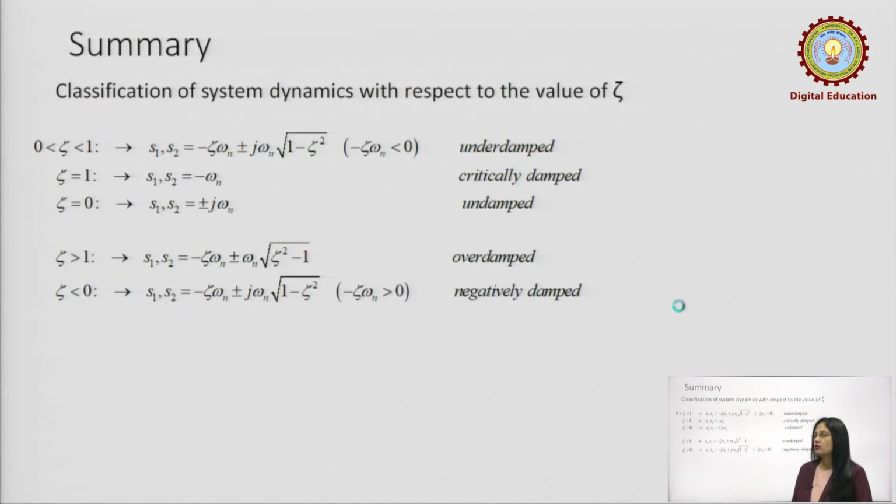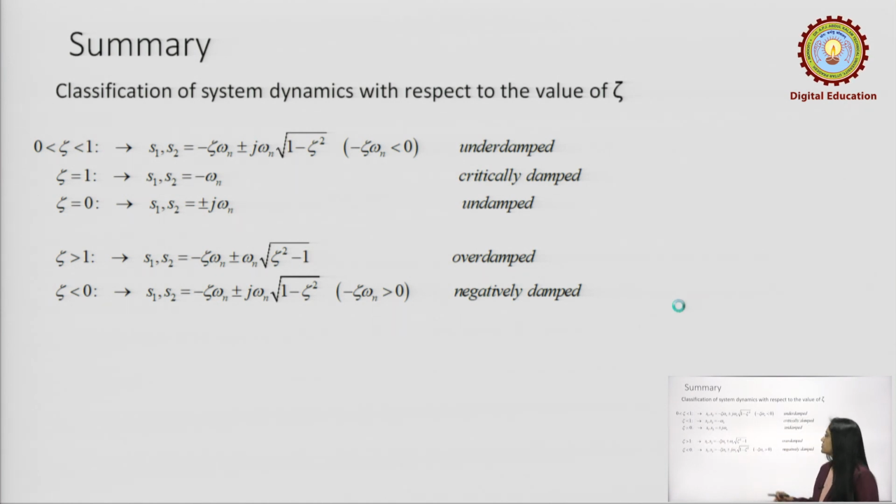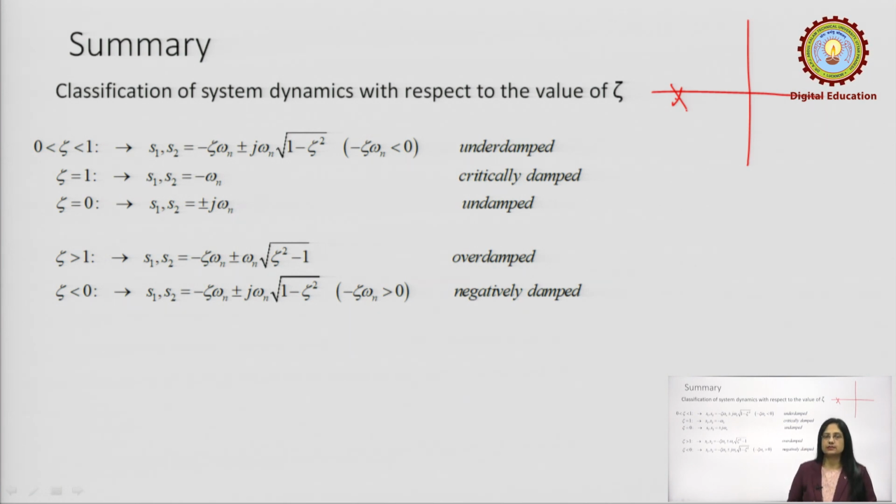So, a brief summary of the location of the roots of the characteristic equation. We have studied the case of zeta lying between 0 and 1. Here the roots are minus zeta omega n plus or minus j omega n root of 1 minus zeta square. Here zeta omega n, the real part, is on the left half of the S plane, so it is less than 0, the roots are on the negative real axis, and therefore the system is stable. This is the case of the underdamped condition.